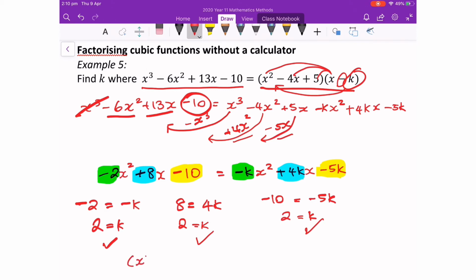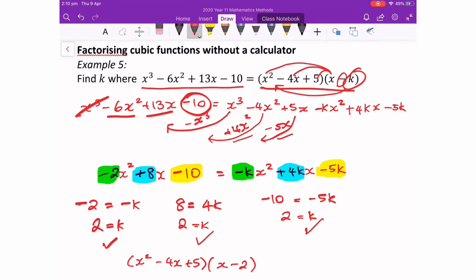So it's x squared take 4x plus 5, x take 2. Okay. Remember, if that k was a negative 2, that would become x plus 2. Okay, just another note. So I've shown you the long way. I've gone through all the little bits and pieces, but now I'm going to show you that shortcut.